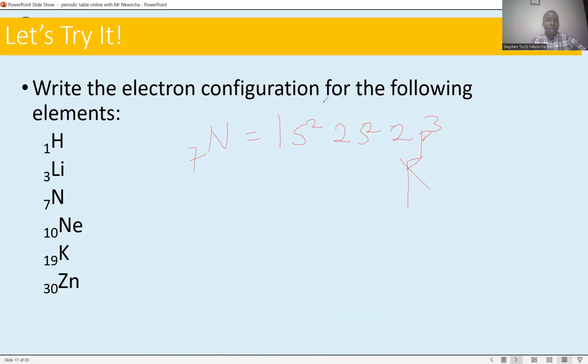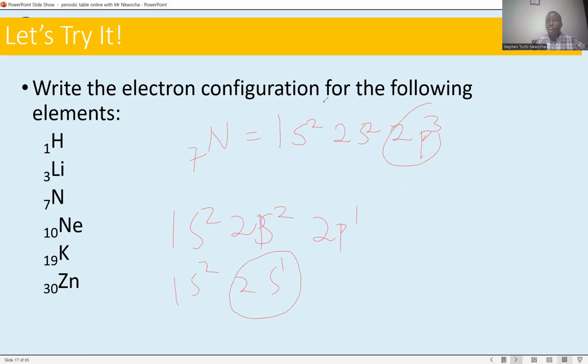Okay, easy peasy. So one of the easiest ways to know is this. If it ends with S, let's say for example, 1s2, 2s2, 2p1, or 1s2, 2s1. So the moment it ends with S, automatically it is a metal. Whether it's S1 or S2, it is a metal. And then P1, so it is a metal.